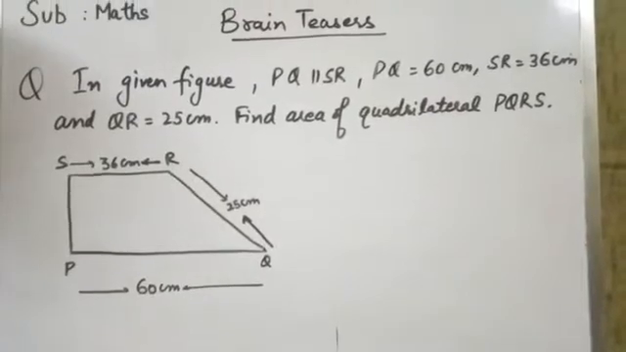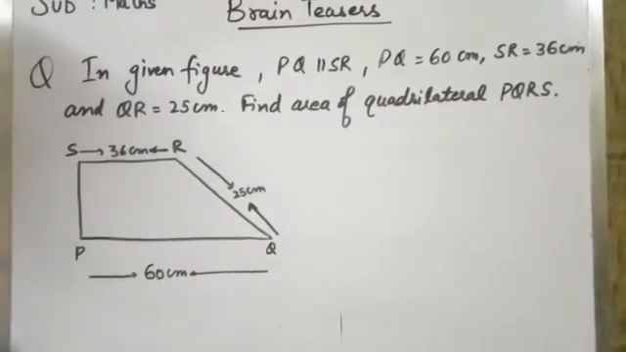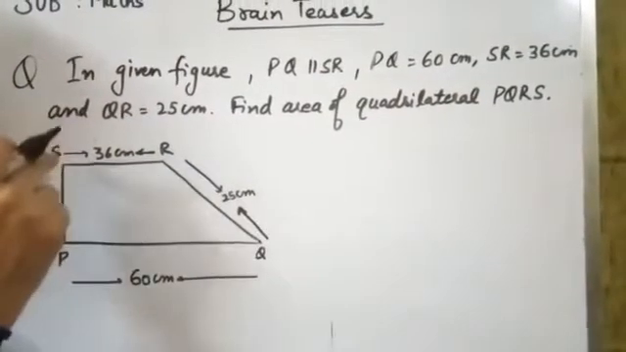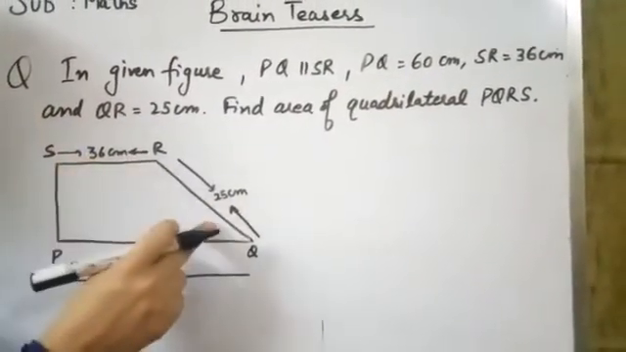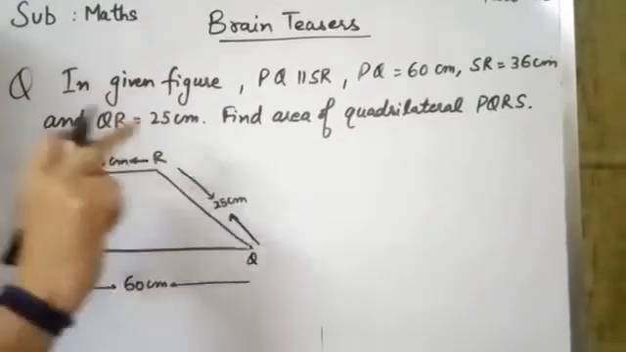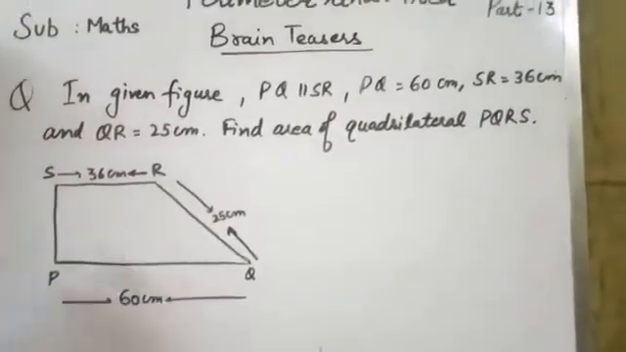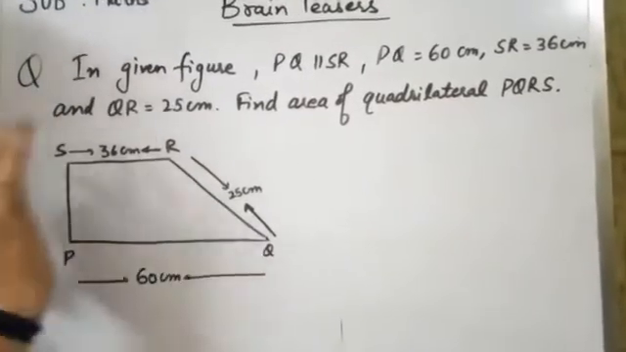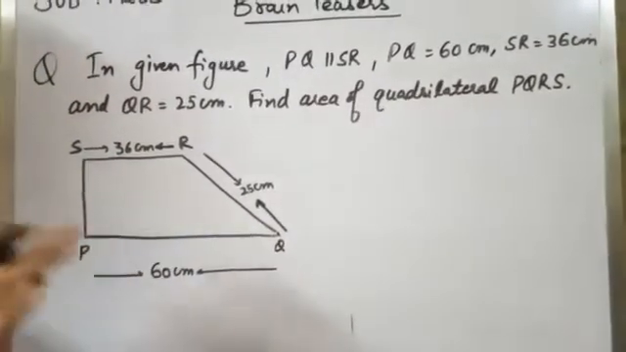Now moving to the next question. In the given figure, this PQ side is parallel to SR. PQ is 60 centimeter, SR is 36, and QR is 25 centimeter. We have to find the area of this quadrilateral. Now look at this quadrilateral. If you look at it closely, we are not getting any shape, not a parallelogram, rectangle, or square.